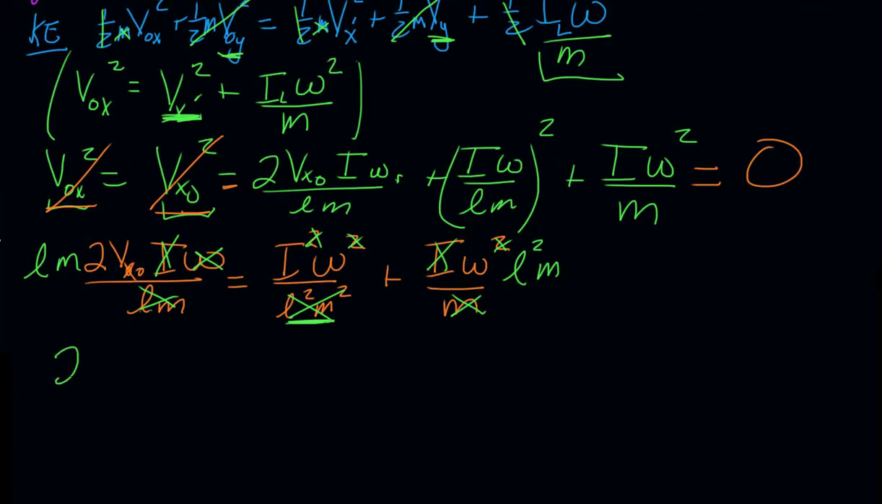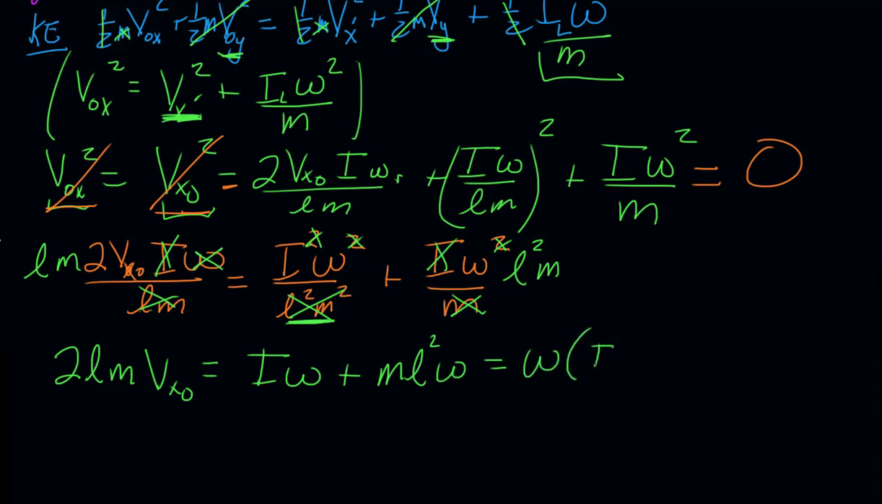So here we get 2LmVx0 is equal to Iω plus ml²ω, where we can factor ω out here, and we'll get I plus ml², where once again there's our I total we see. And with that we can solve for ω.